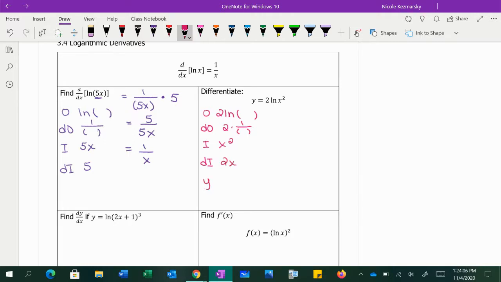So then y prime equals 2 times 1 over the inner, which is x squared, times the derivative of the inner, which is 2x. I can actually put this together because it's all multiplication. The 2x and the 2 can get multiplied together and put in the top. So we can say 4x over x squared. And I can simplify the x's because everything's multiplication, and just make this 4 over x.